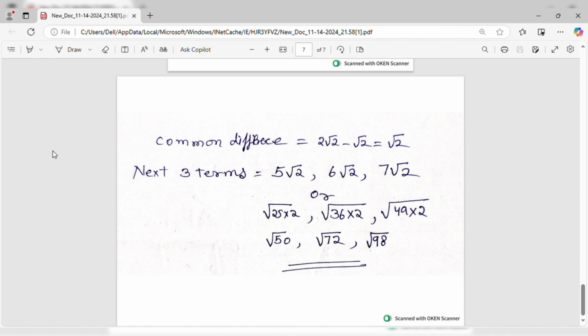You can also bring it to the form as given in the question. It would be √50, √72 and √98.